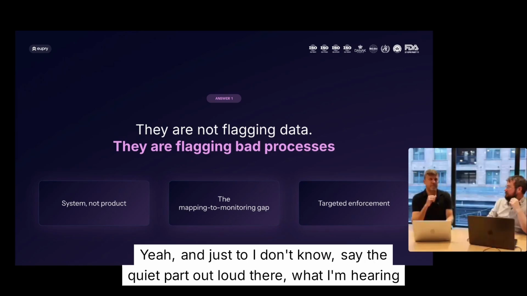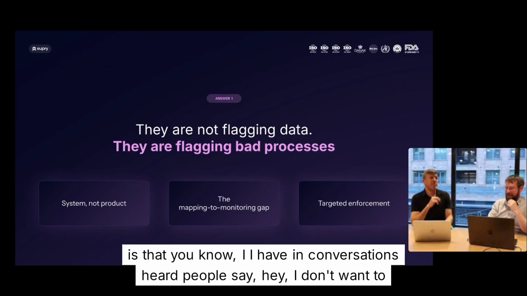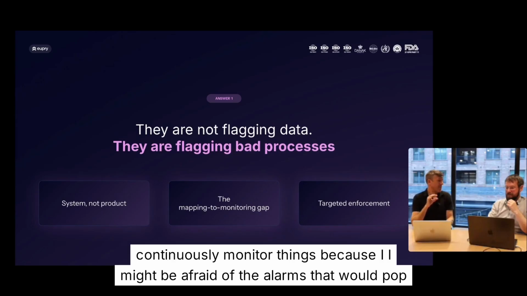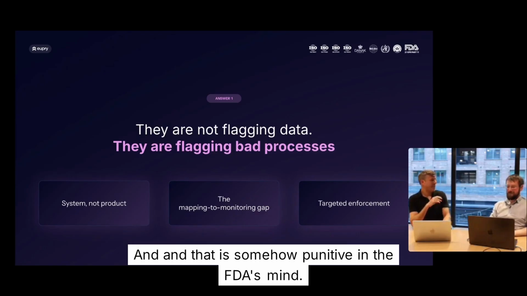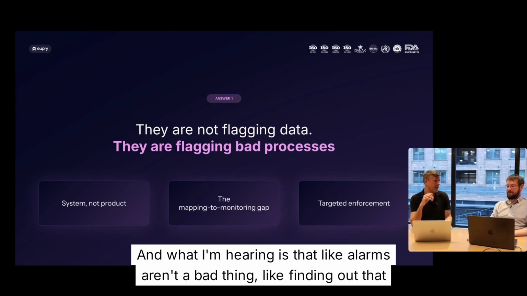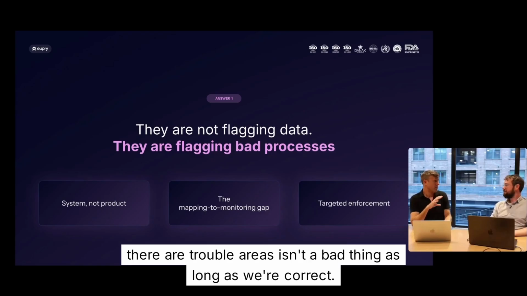Yeah, and just to say the quiet part out loud, I have in conversations heard people say, hey, I don't want to continuously monitor things because I might be afraid of the alarms that would pop or the information we would find. And that is somehow punitive in the FDA's mind. And what I'm hearing is that alarms aren't a bad thing. Finding out that there are trouble areas isn't a bad thing as long as we're correcting for them.